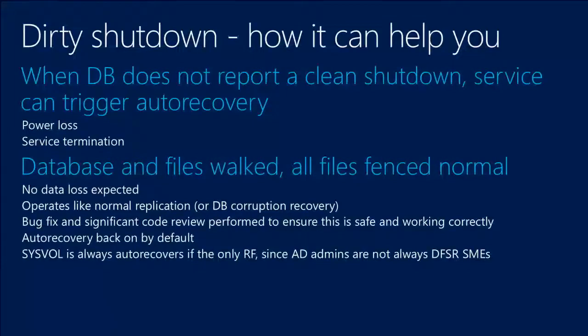So what we do now is, this is what we talk about. What it does is it walks these files and fences them normal. That's, who cares? What we used to do, starting with a hotfix that came out a few years ago, is say, well, if you have a dirty shutdown, we found some bugs where you might lose data. So rather than fixing those bugs, which was the right answer, we instead said, we'll pause replication and we'll write an event that no one will ever notice.